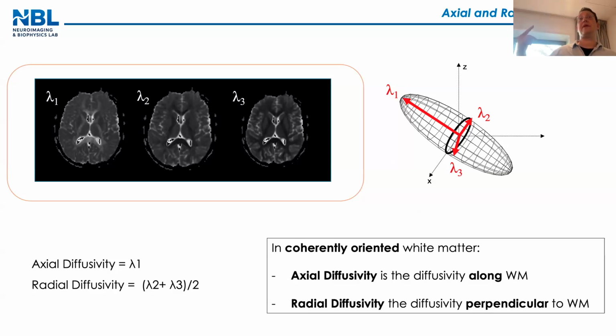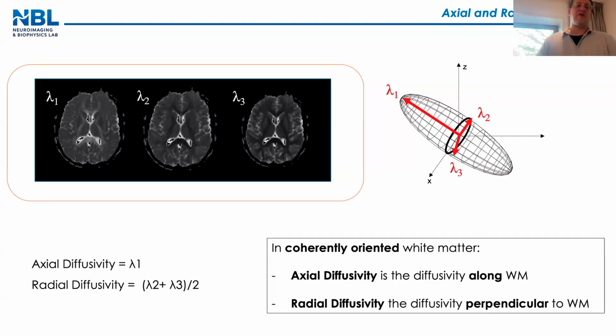If you remember, I told you lambda 1 was always the biggest, and you see the internal capsule is very bright. The corpus callosum is very bright because it's telling you the diffusivity along the fiber. Okay, and in fact, some people call lambda 1 axial diffusivity because it's telling you the diffusivity along the fiber.